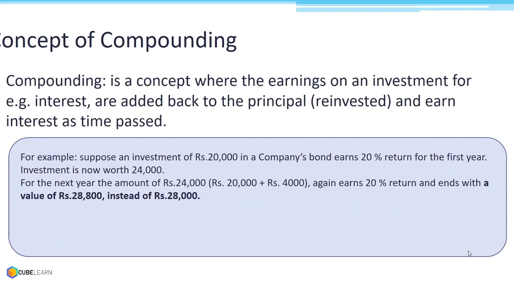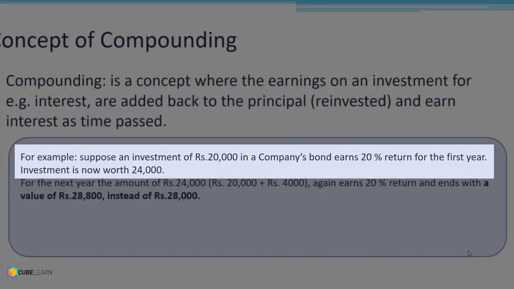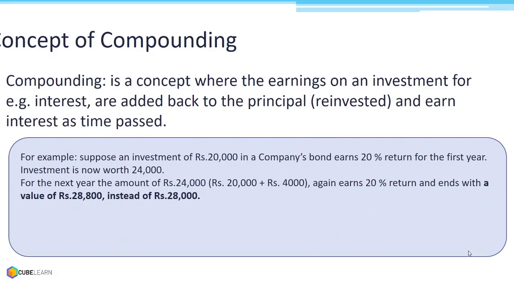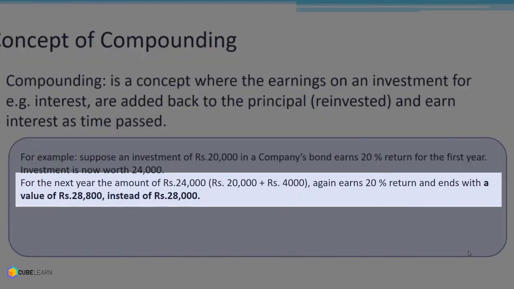Let's take the case of a cumulative bond which earns 20% annual interest, which is reinvested back. Rupees 20,000 of investment at 20% becomes 24,000 by the second year. It starts becoming more interesting after the second year.